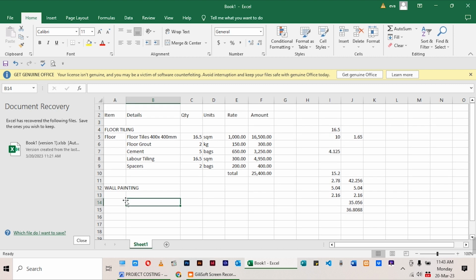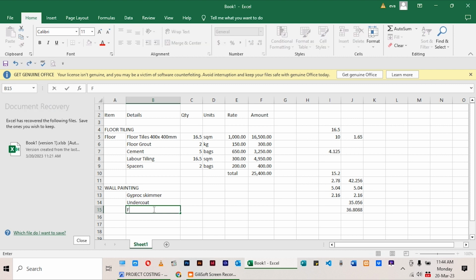Come here. Again, write wall painting. Come here and decide the things that you need. For wall painting, you'll need the skimming paste, you need the paints, the undercoat, the brushes, and the rubber. We can write them here. For us, we use Gyproc. It's called Gyproc skimmer.